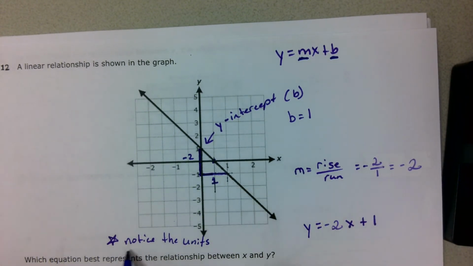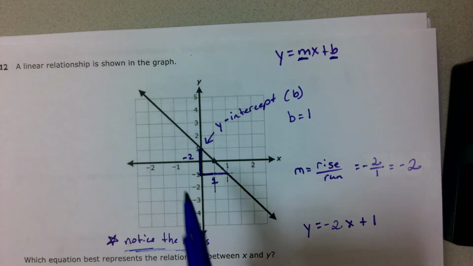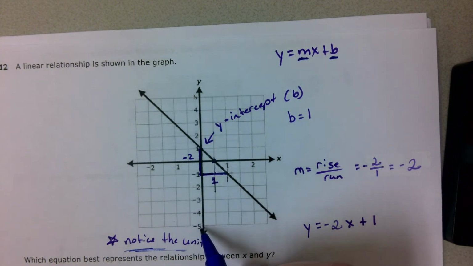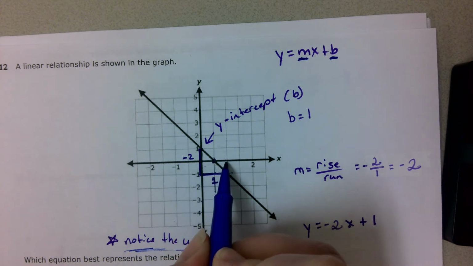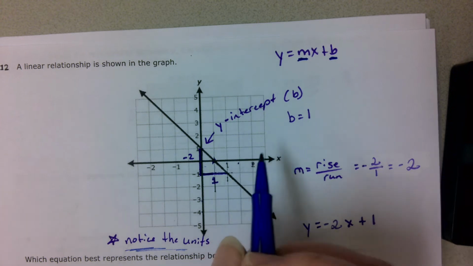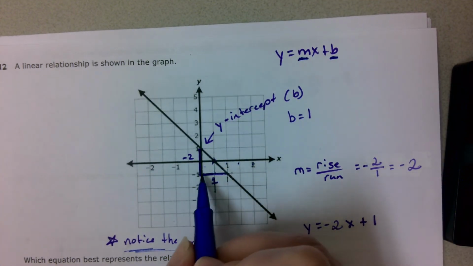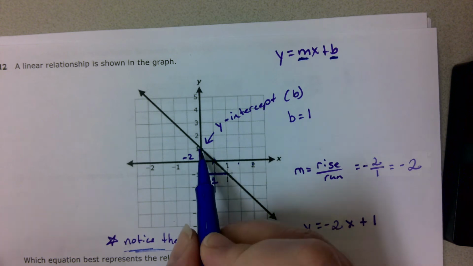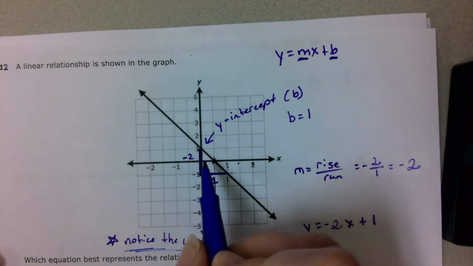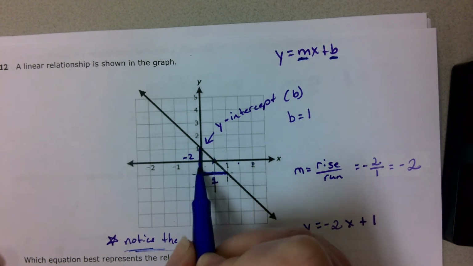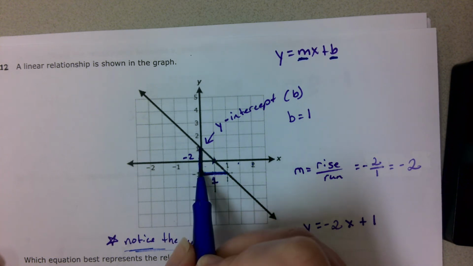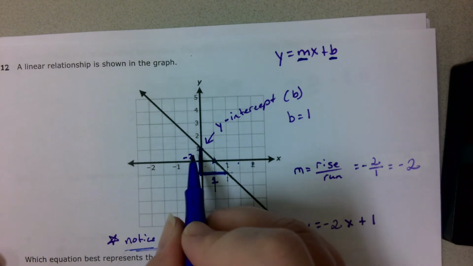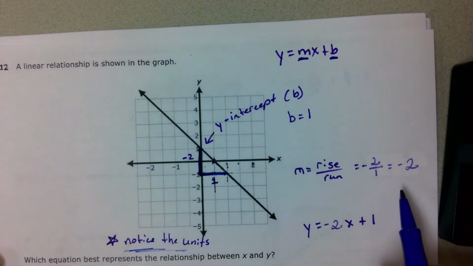And I need you to be really careful here. We've got to notice these units. My y-axis is going up by 1, but my x-axis is going up by half. There's half, 1, 1 and a half, 2. So I wanted to go to a 1 on my x, and you would get the same answer either way. If I go down and make this triangle where it's 1, I would have -1, -2. So it's dropping 2, and then running 1. So -2 over 1, which is right here.